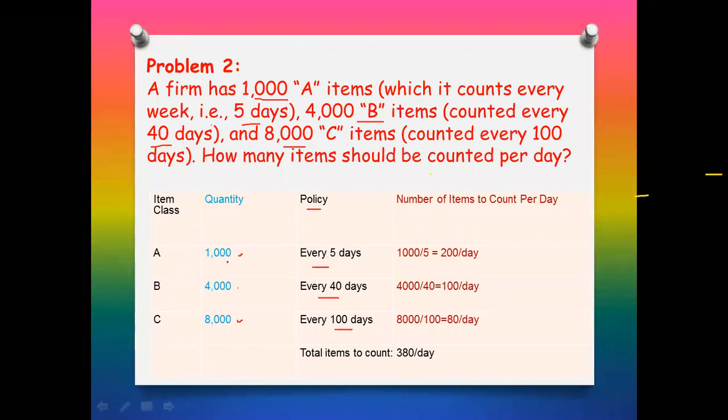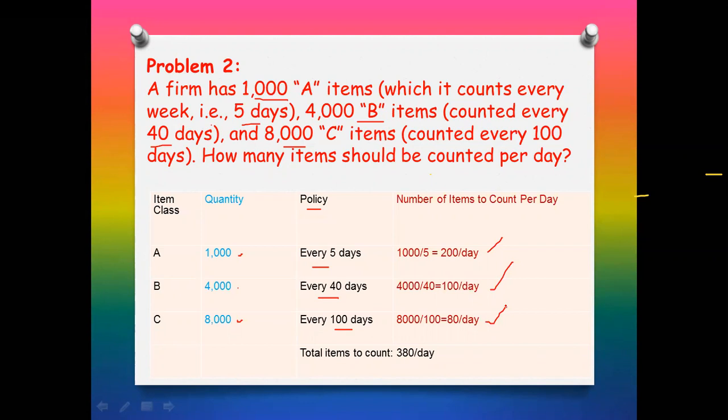See here, 1,000 items, the quantity is 1,000, and the strategy is 5 days. Thereby 1,000 divided by 5 days, you are getting 200 per day. So A class items are counted every 5 days, so the number of items is 1,000, and 1,000 divided by 5 gives you 200 items per day. Next, for 4,000 items, every 40 days, 4,000 divided by 40, you are getting 100 items per day. Next, 8,000 C class items, every 100 days. So 8,000 divided by 100, you are getting 80 per day.